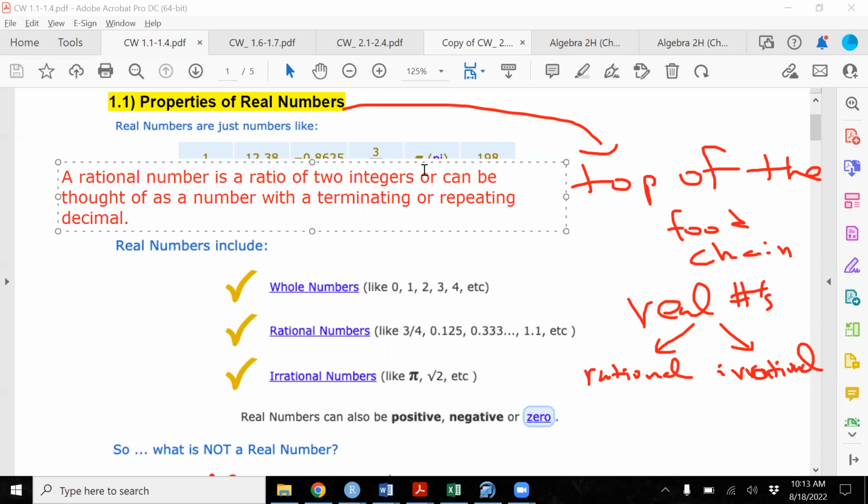0.6 repeating, I can write that as 2/3. 0.236, I can write 236 over 1,000. Because 0.236 terminates, right? It doesn't keep going.